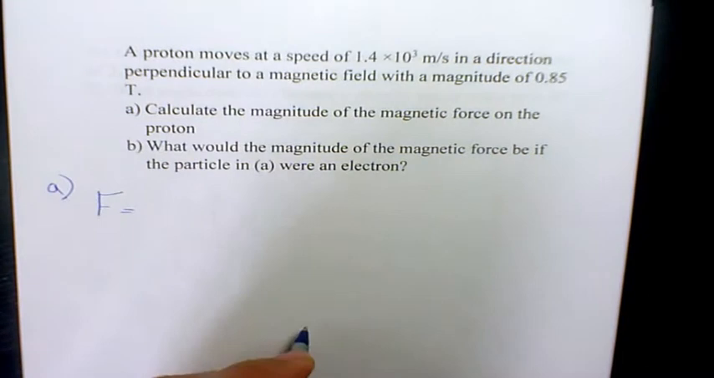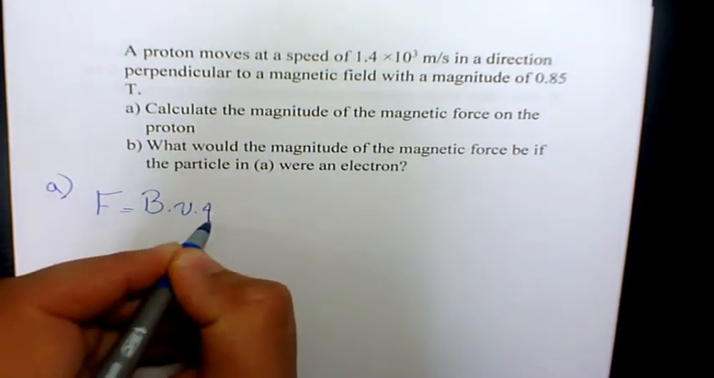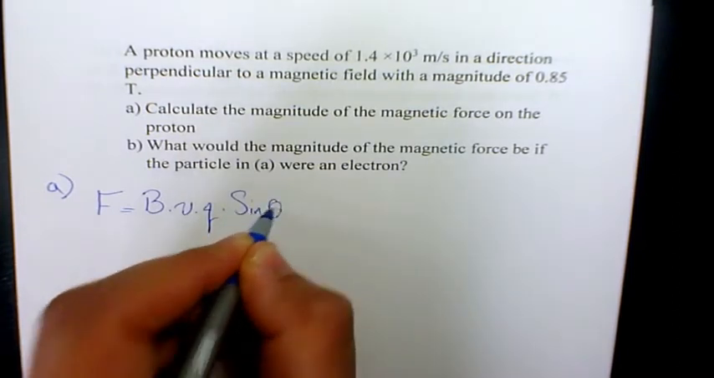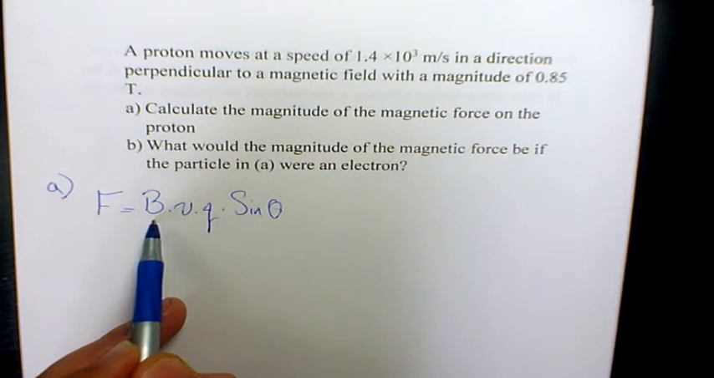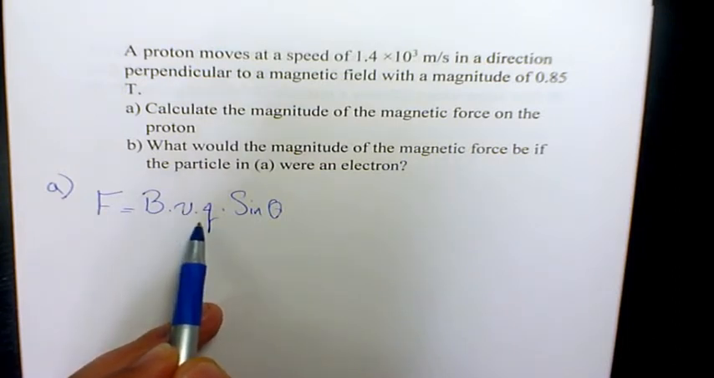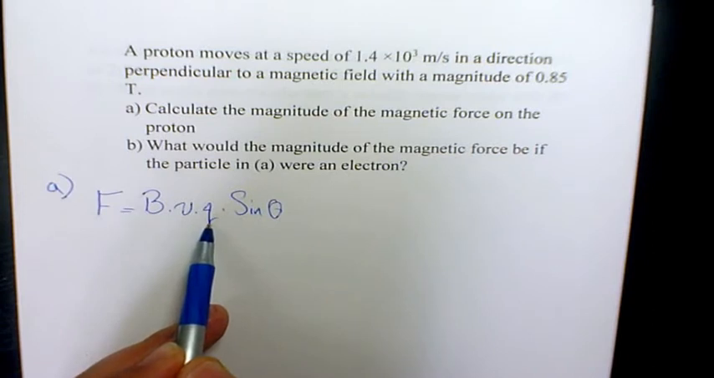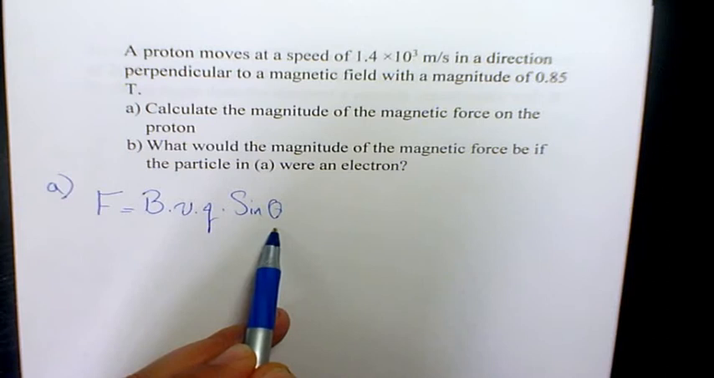How to find the magnetic force? We have the relationship between B, V, Q, and sine theta. F is the magnetic force in Newtons, B is the magnetic field strength in Tesla, V is the velocity of the charged particle in meters per second, and Q is the charge of the particle in Coulombs. Theta is the angle between the magnetic field direction and the velocity of the charged particle.